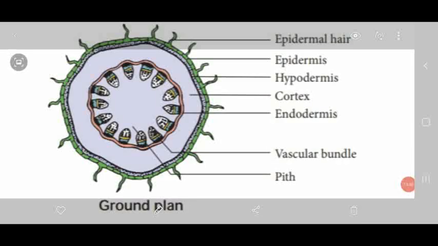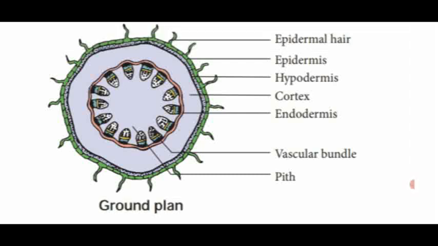Dear students, this is the ground plan of the dicot stem. The outermost layer, which is green in color, is called epidermis. The epidermis containing unicellular outgrowths is called epidermal hair. Dear students, you should not say root hair, because this is the stem. A hair-like outgrowth present in the outermost layer is called epidermal hair.